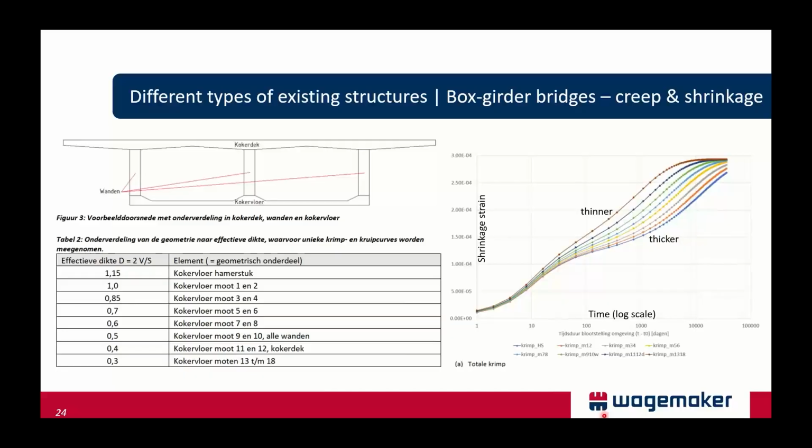So the thicker structural elements creep and shrink slower than the thinner structural elements, which is shown here in the graph on the right. And this is particularly important because the floor of the box girder changes a lot in thickness. It is around 1.15 meter effective thickness above the pier support, and it's only 0.3 far away from that.